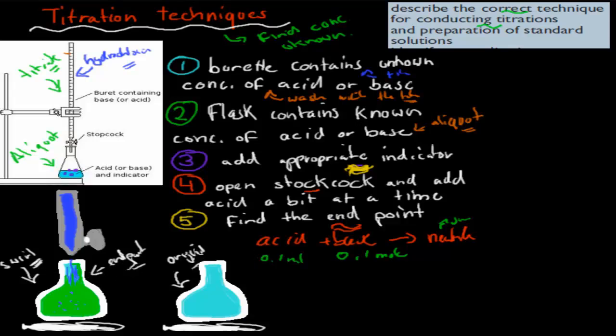Once you've figured out the endpoint when doing a titration, that's going to be something called the rough endpoint. The first time it's going to be a rough endpoint because you're going to have maybe let in 5 mLs at a time.